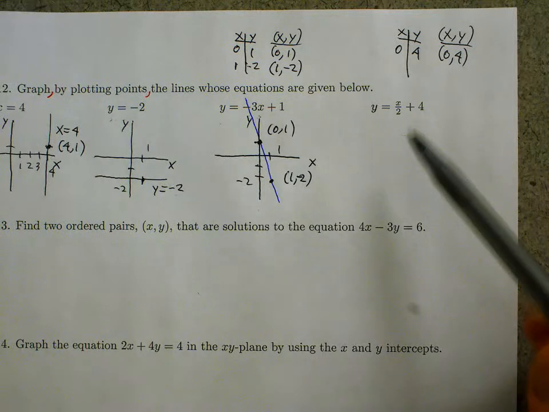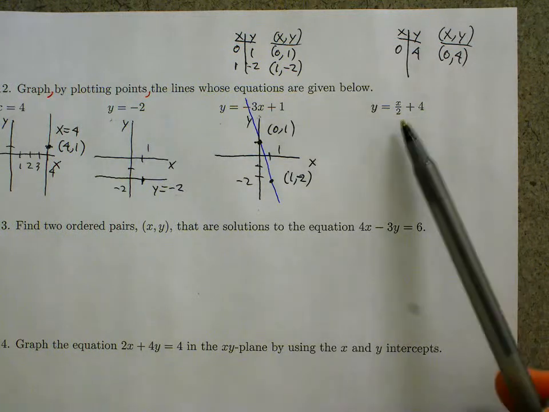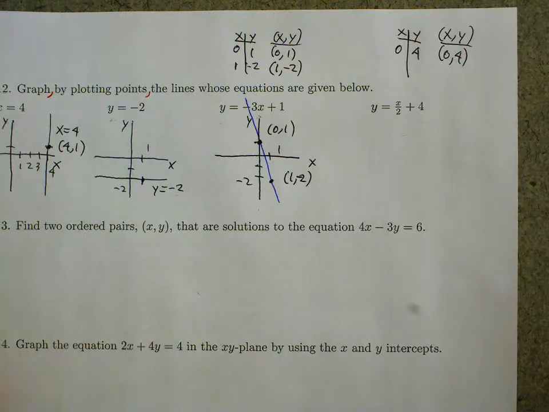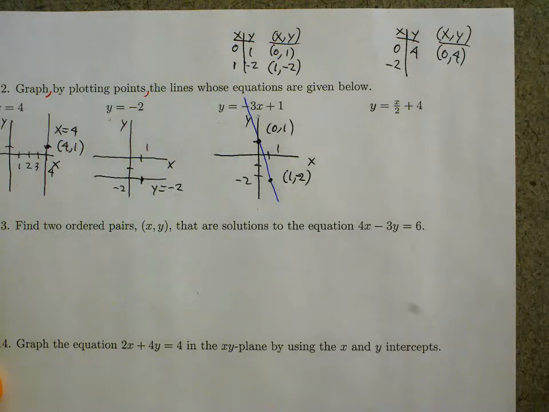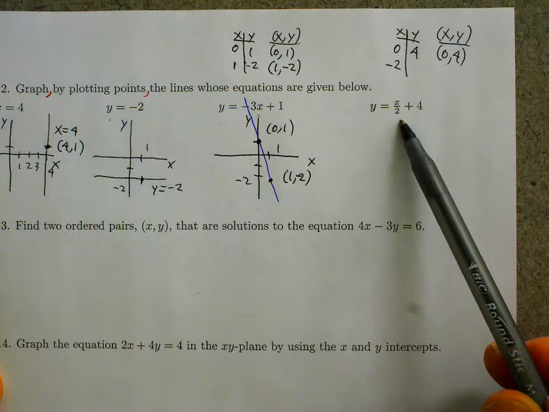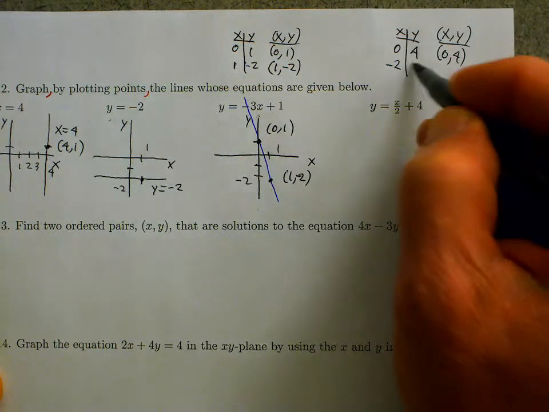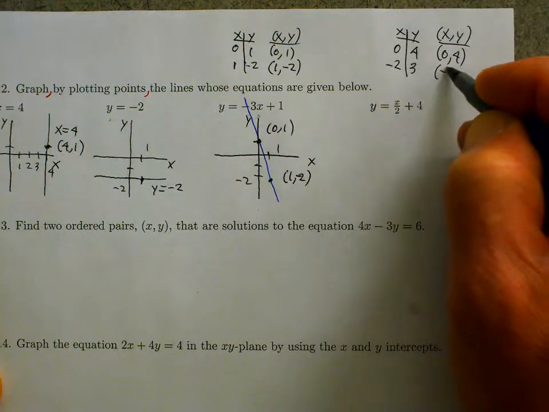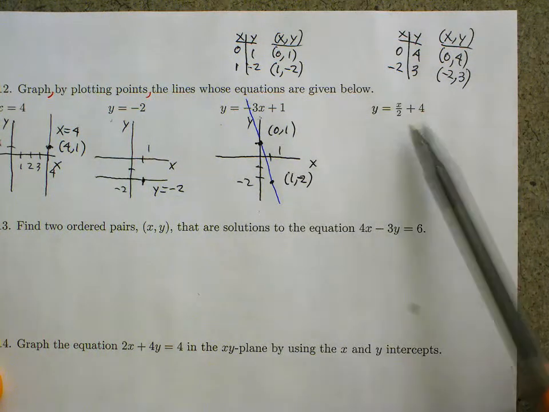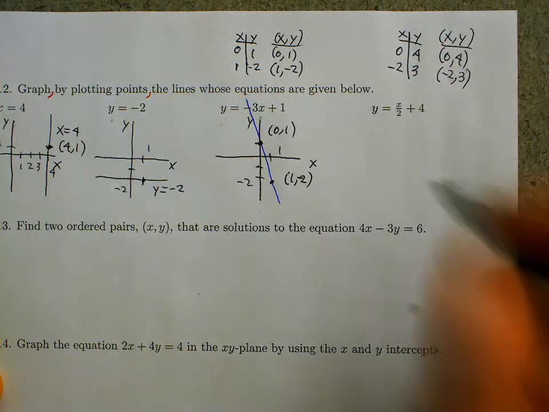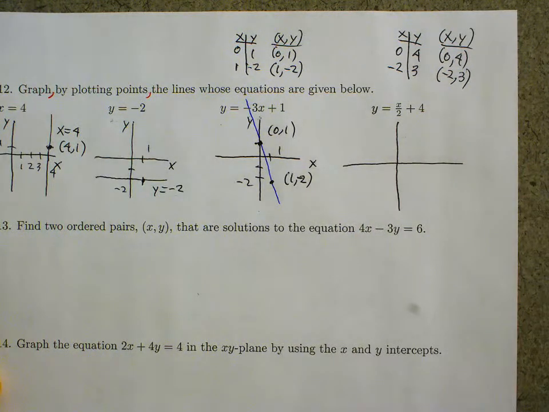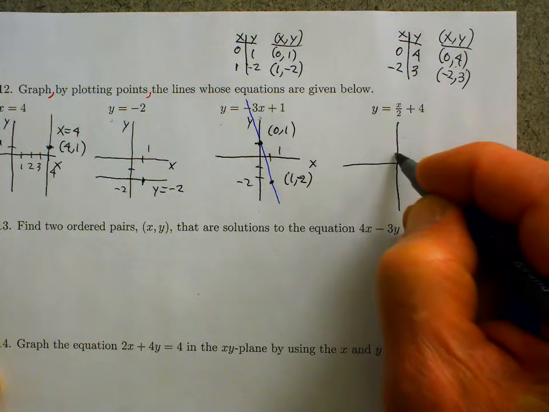Okay, we can pick x to be any other number, but I'm going to pick x to be negative 2. And so the y-coordinate: negative 2 divided by 2 is negative 1. Negative 1 plus 4 is positive 3. So the ordered pair is (negative 2, 3). The reason I picked negative 2 is I don't want the point to be too far away from the origin since I have limited space.